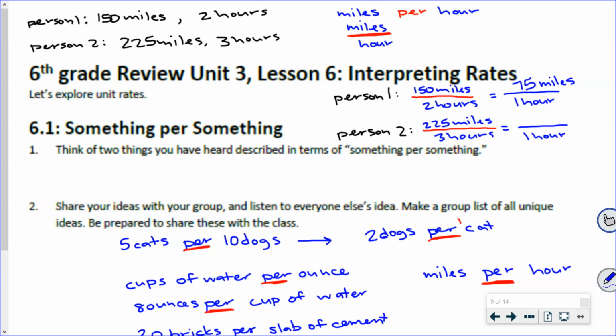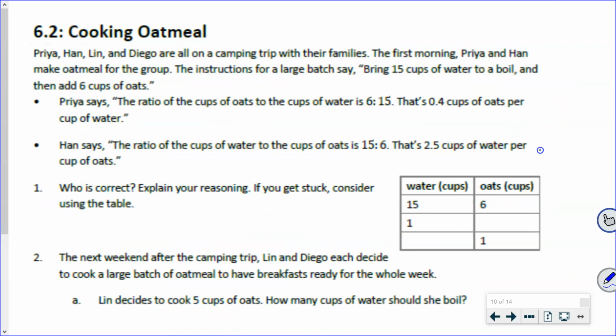And what about the speed of the second person? 225 miles in 3 hours. How much is that in 1 hour? Hagen. Also 75 miles. 75 miles per 1 hour or 75 miles per hour. Okay, now I think we're ready for our oatmeal story. So let's go and take a look at oatmeal.